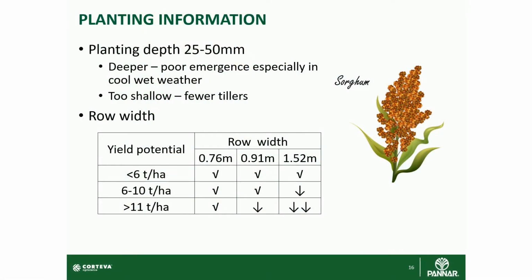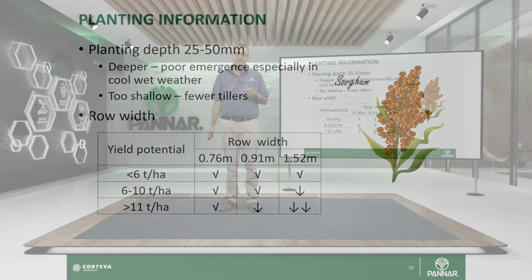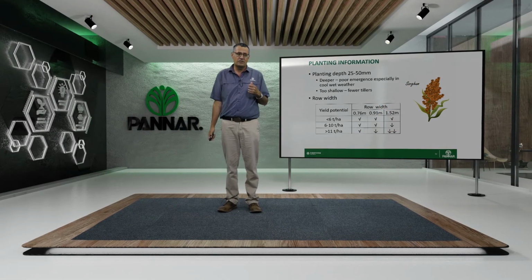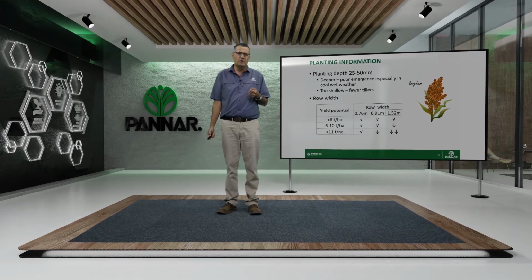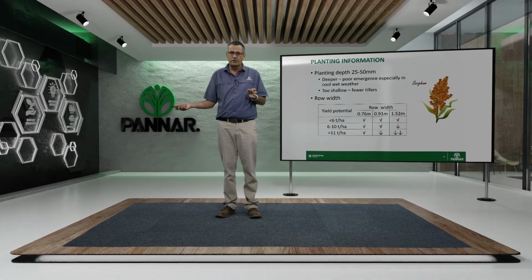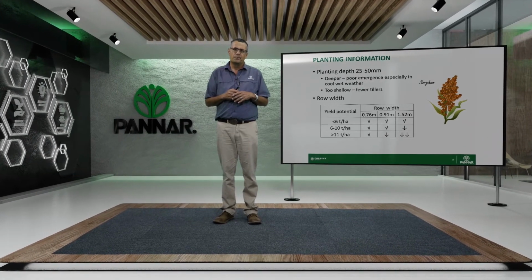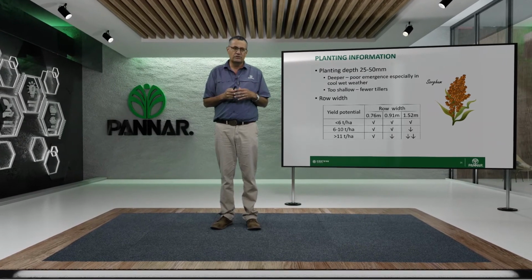Very important for me is also the row width you plant. In low yielding environments, any row width will do. But when you're planting in higher yield environments, your rows need to be closer. In a 6 to 10 ton environment, 5-foot rows or 1.5 meter rows are not recommended. And in a high yielding environment like irrigation or very high potential soils, we don't recommend wide rows, only narrow rows. You will see the difference when you start using this.